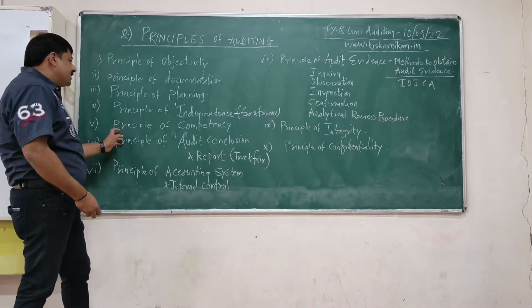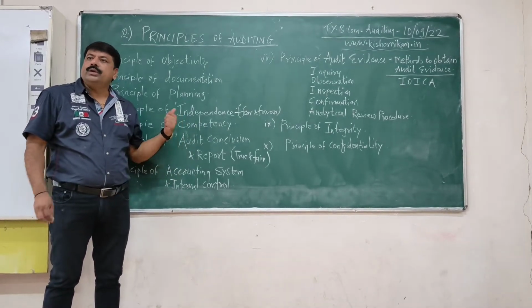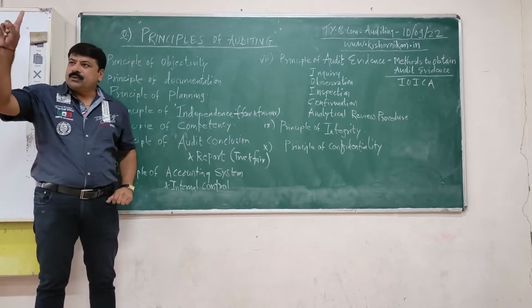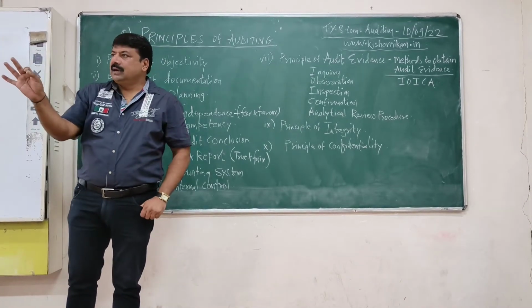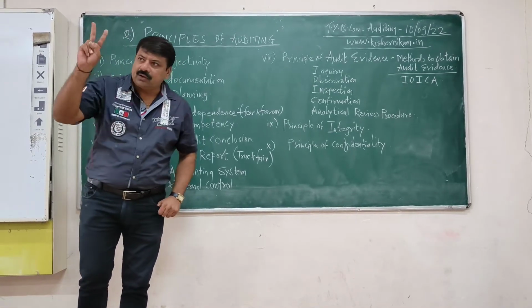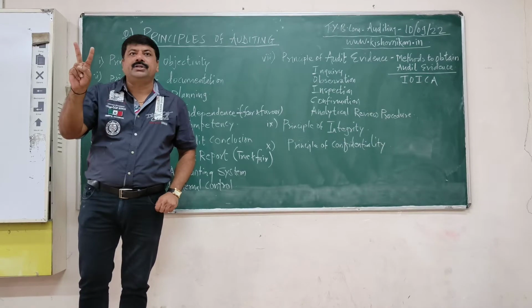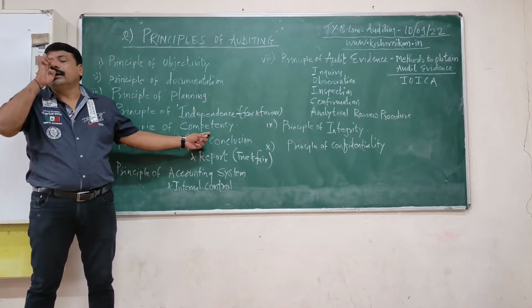Okay? Principle of competency. The auditor must be a competent person. Who is a competent auditor? A person who is a chartered accountant holding a certificate of practice under the Chartered Accountants Act 1949, who has undergone training and passed the CA examination, both conditions. He can be a statutory auditor, a competent auditor.